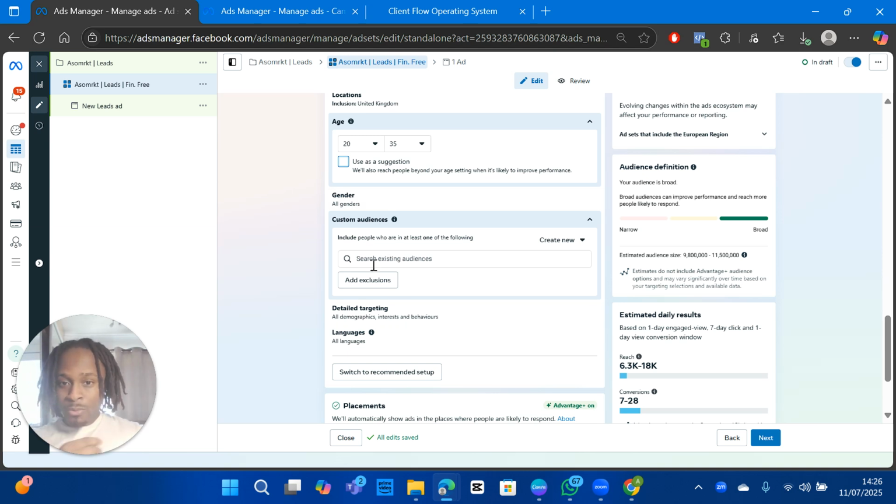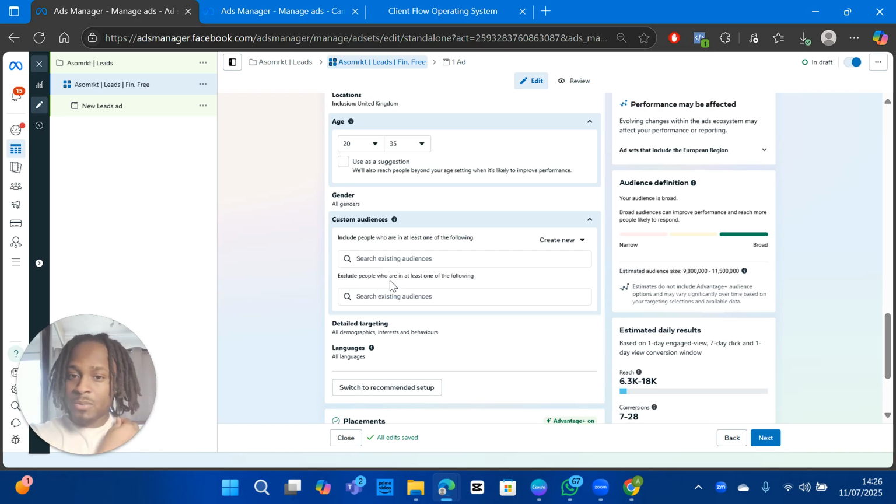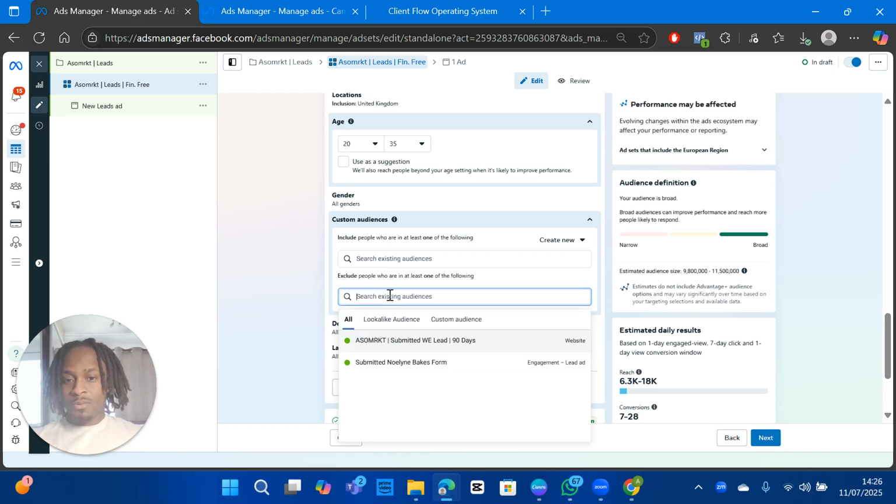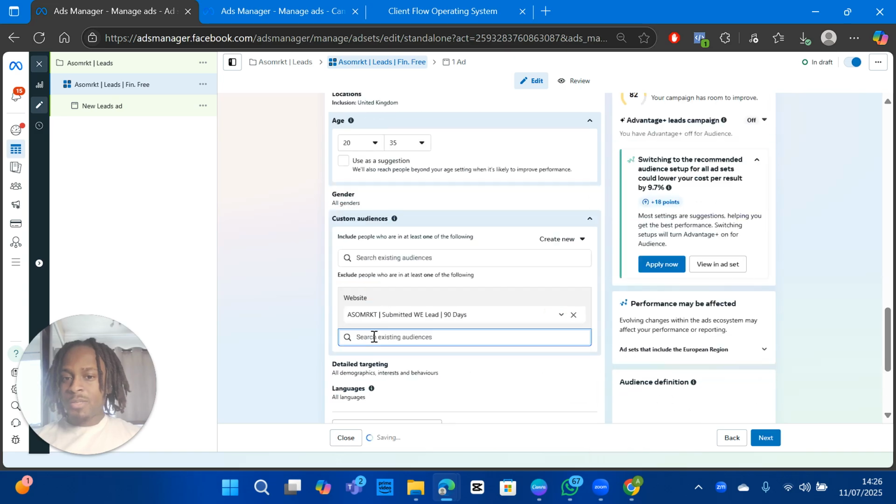Now, exclusions is a really important one, which some people don't realize. Something as simple as adding an exclusion of anyone who submitted your lead form.